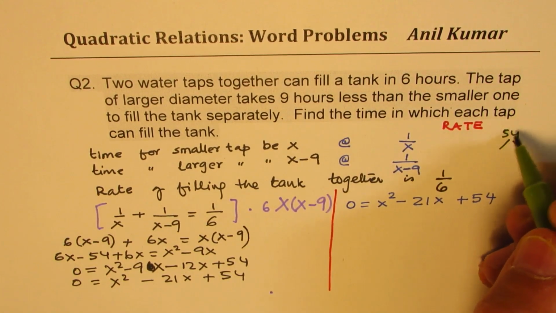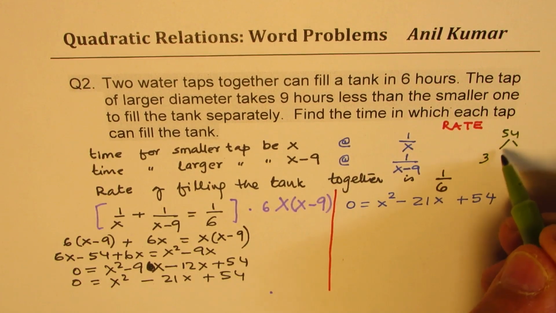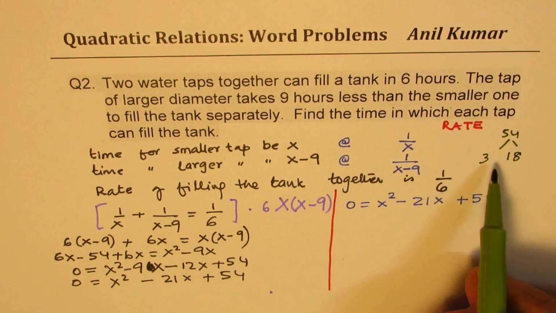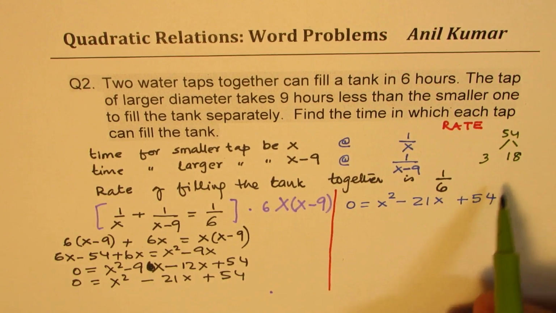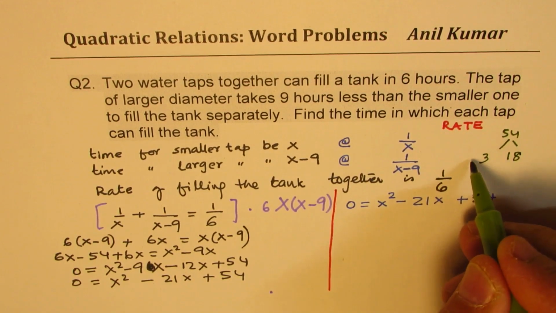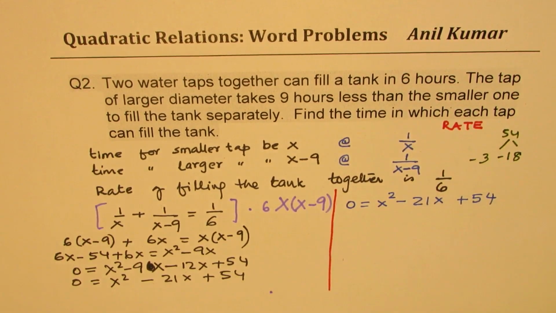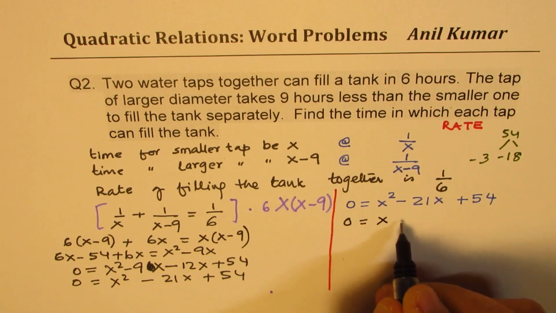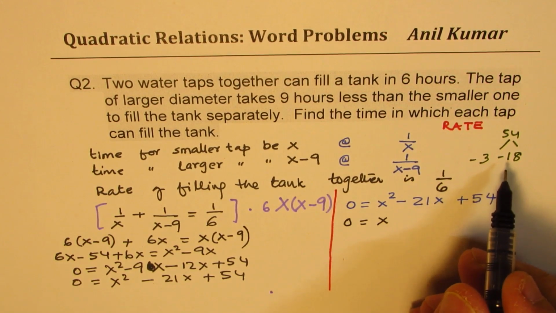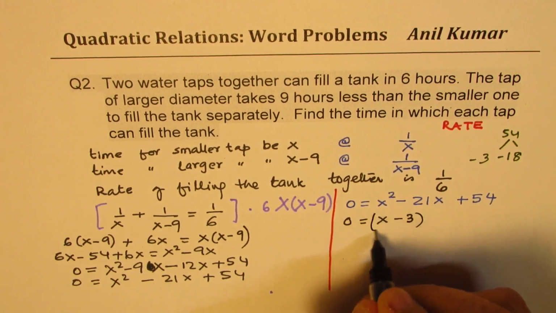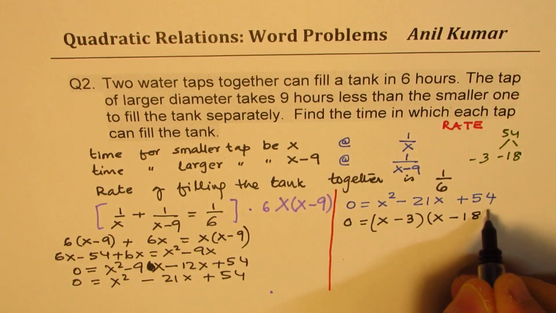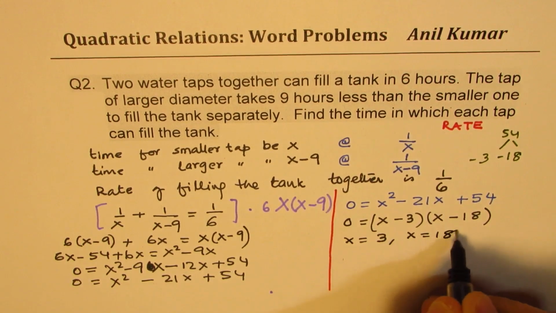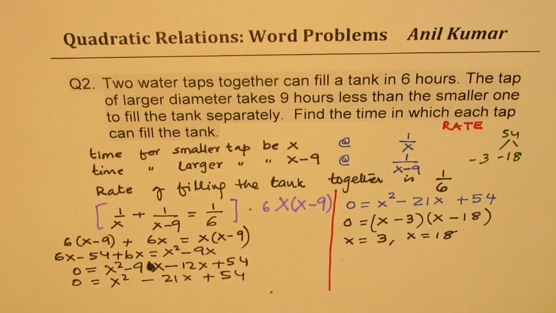5 plus 4 is 9, so I could divide by 3. So 3 times 18 gives 54. Well, when you multiply these two, you do get 54. And if I take both as negative, then we get minus 21. So that is how you are going to factor. So we get 0 equals x minus 3 times x minus 18. So x could be equal to 3 or it could be equal to 18, correct? So that gives you the answer, right?